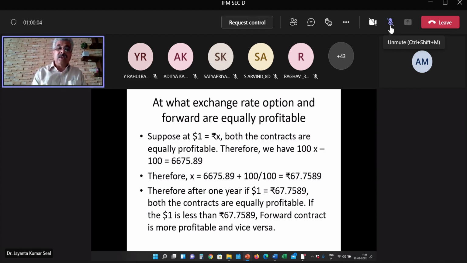So if the price is more, put option is more profitable. If the price is less, forward is more profitable. So if the $1 is less than this, forward contract is more profitable and vice versa. Is that clear? In our earlier example, earlier case, it was just opposite. Okay. Make sense? Proceed further.